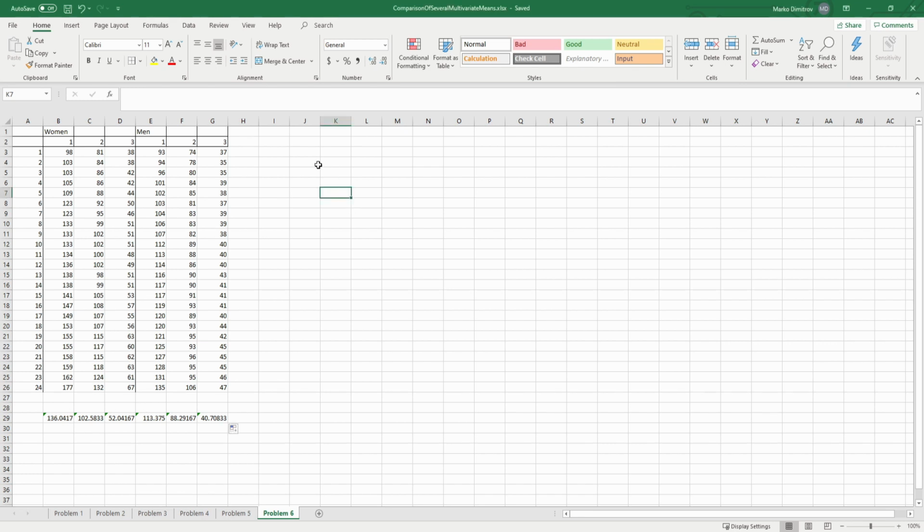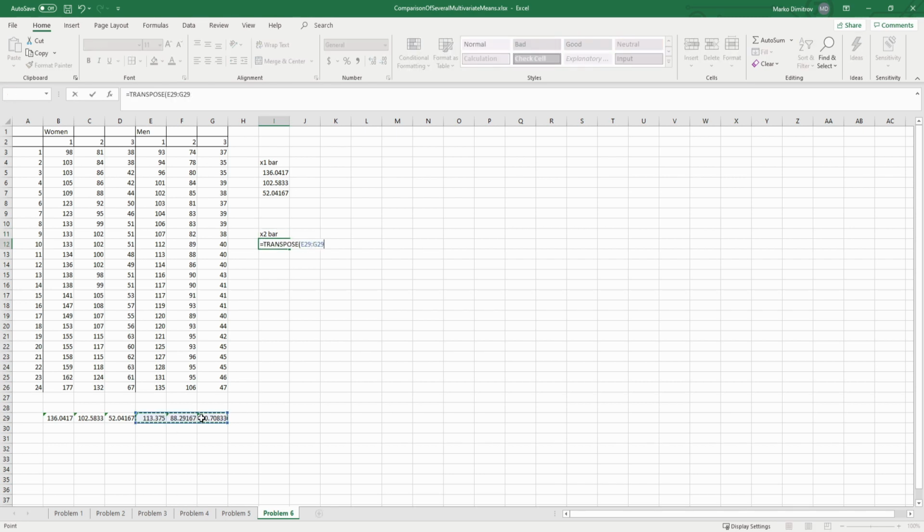We have averages, then we need x1 bar, which is going to be transposed of this one, x2 bar going to be transposed of this one. Then we need our S1, so this is a 3 times 3 matrix. We will just compute it the fast way, so matrix multiplication of the transpose. So this is S1.